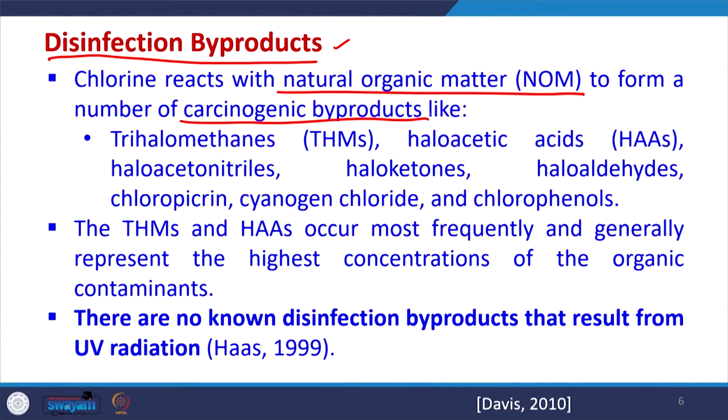So that means these byproducts which are listed here are undesirable because they are carcinogenic. These byproducts include trihalomethane, haloacetic acids, haloacetonitriles, haloketones, haloaldehydes, chloropicrin, cyanogen chloride, chlorophenols, etc. So we don't want these byproducts to be formed.